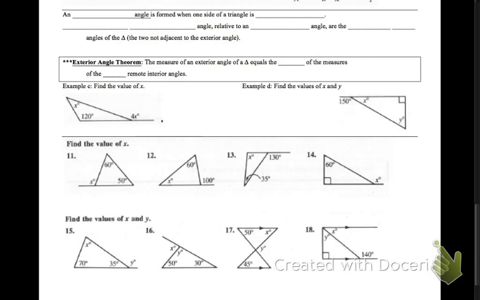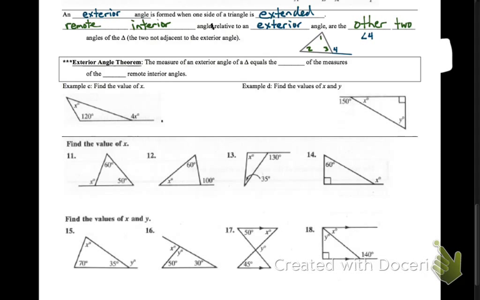All right, down here, this is the most unusual part of this lesson, probably. Talking about an exterior angle. It's formed when one side of a triangle is extended. And then there's remote interior angles that are relative to an exterior angle. They are the other 2 angles. Let's look at an example.